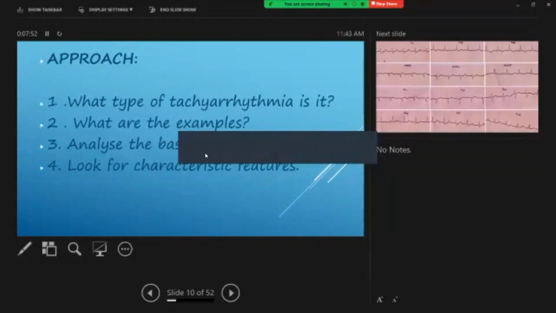Then analyze the baseline of the ECG. By analyzing the baseline, you can categorize the examples and narrow down your diagnosis. Then finally, look for characteristic features of some tachyarrhythmias. As an example, if you get regular broad complex tachycardia, there is an 85% chance it will be ventricular tachycardia and a 15% chance it will be supraventricular tachycardia with broad QRS complexes. Therefore, you should know the diagnostic features of ventricular tachycardia. Those are the characteristic features you have to look for to make the correct diagnosis.